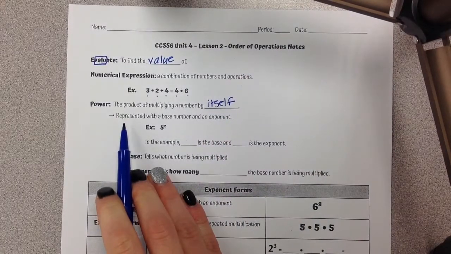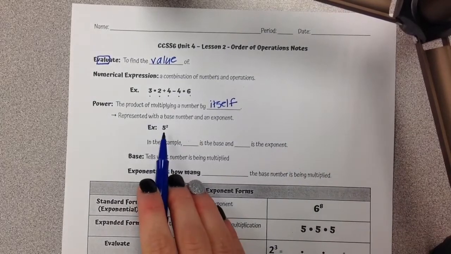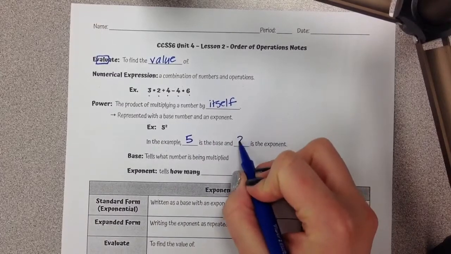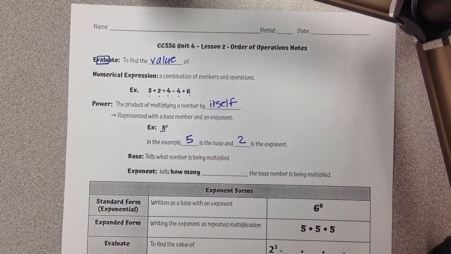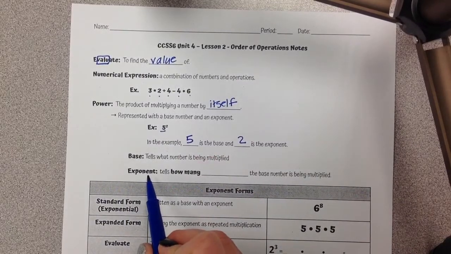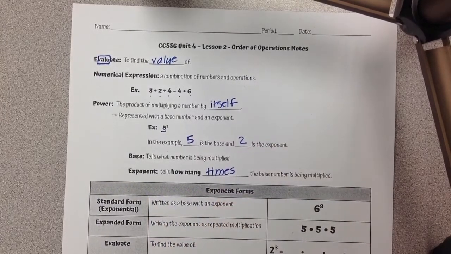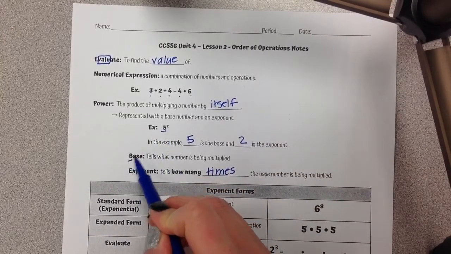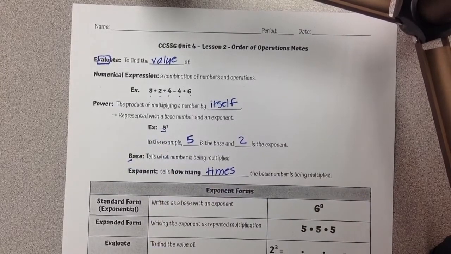Okay, so it's represented with a base number and an exponent. So in this example right here, 5 is the base and 2 is the exponent. So the base tells me which number is being multiplied. So 5 is being multiplied. And the exponent tells me how many times the base number is being multiplied. You can also think of the base as the bigger number, b, base, bigger. Okay, so the base is going to be bigger, the exponent is going to be smaller.